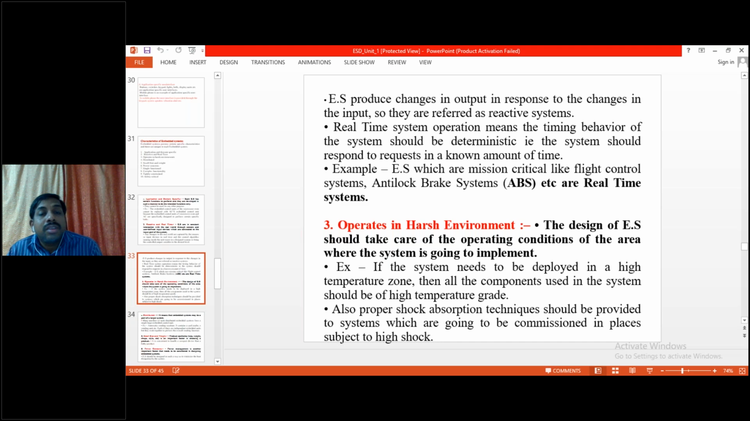The third characteristic of an embedded system is it operates in a harsh environment. What is operating in a harsh environment? Because these embedded systems are placed in all the sectors, they have to take care of the operating conditions such as temperature. At high temperatures they must be designed so that all the components will operate normally, and if any shock is occurring, shock absorption techniques must be provided so that they can withstand high shock.